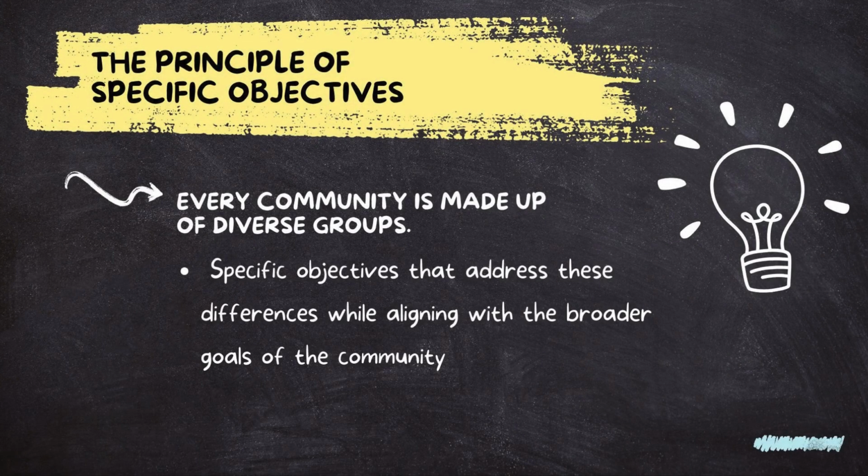Every community is made up of diverse groups, each with unique needs and aspirations. This principle reminds us to set clear, specific objectives that address these differences while aligning with the broader goals of the community. For example, in a culturally diverse community, creating a separate forum for women might address specific challenges they face, while also contributing to the overall development of the community. The key takeaway? Tailor your objectives to meet both individual and collective needs.